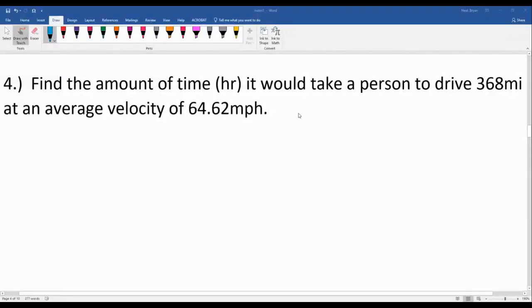All right, so let's take a look at question 4. This is likely something you've seen before in a math class or in school in some other science class, and maybe you took physics before. We're looking for the amount of time it would take for somebody to drive it, and we're given the velocity here. Now, the variables can change slightly.